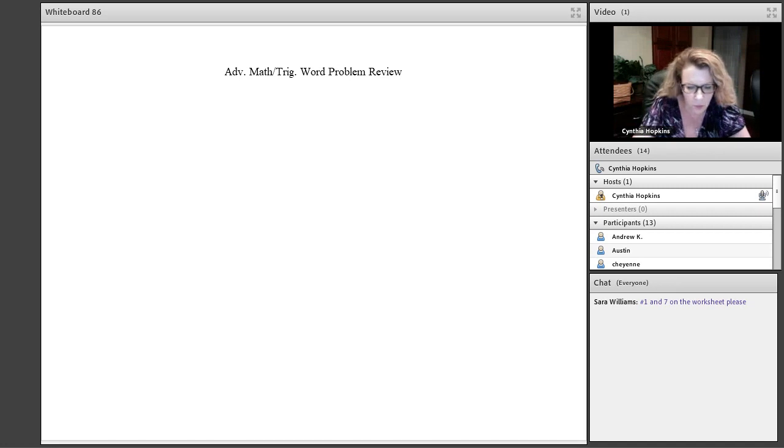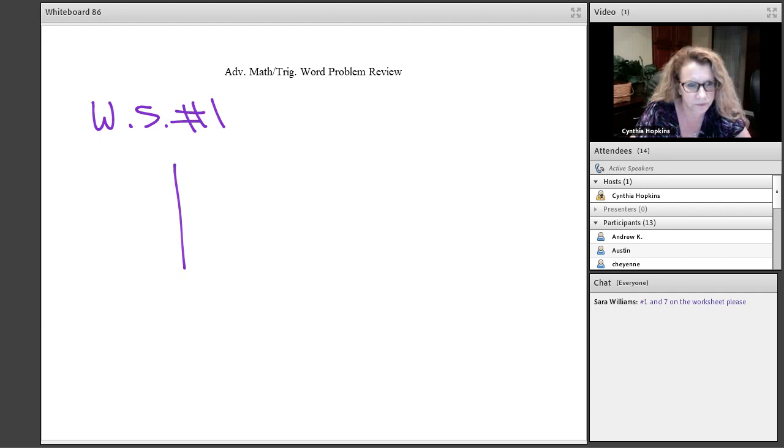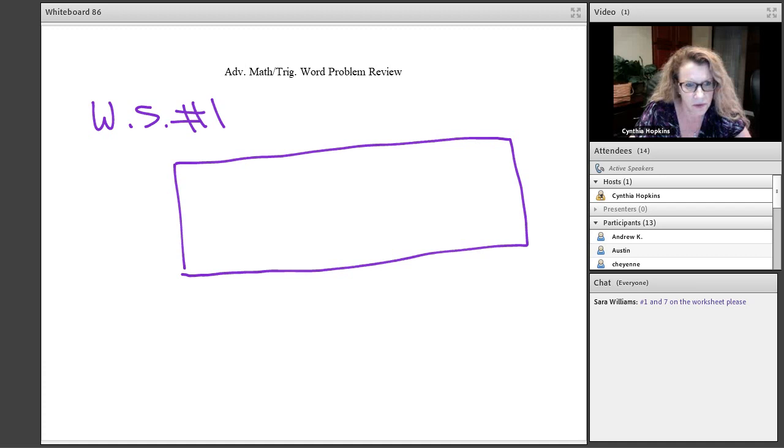Okay, so number one on the worksheet. So this is an investment problem. And so I'm going to start by labeling this worksheet number one. So I'm going to get organized and put my information in a chart. And I'm going to write a very pretty equation up at the top. Principal times rate times time equals interest.